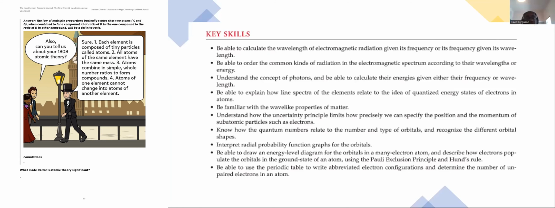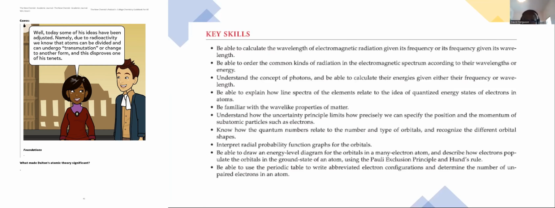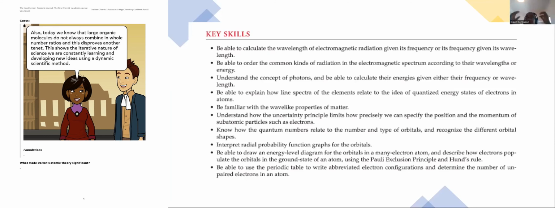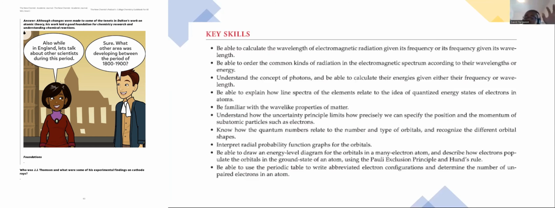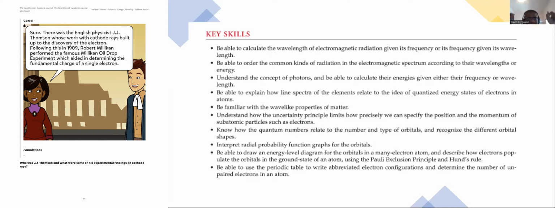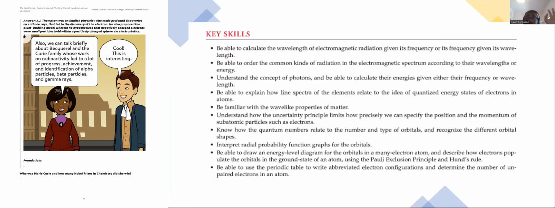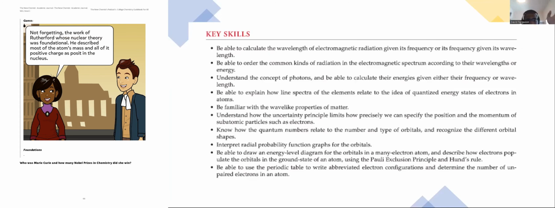I want you to understand the uncertainty principle, the Heisenberg uncertainty principle, which specifically refers to the fact that the more we know about the position of an electron, the less we know about its momentum. We cannot know those things with the same degree of accuracy in the same instant. I want you to understand radial probability functions, which basically describe where the electron is at any point in space in the atom.